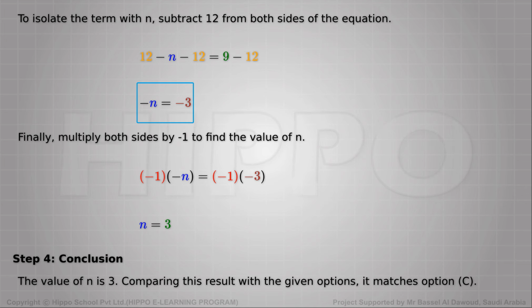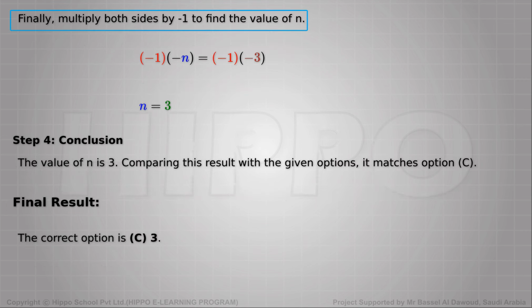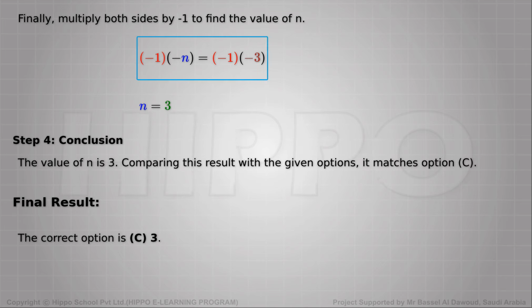We are so close. We have negative n, but the question asks for the value of n. To go from negative n to positive n, we just need to multiply by negative 1. And whatever we do to one side, we must do to the other. On the left, negative 1 times negative n gives us positive n. On the right, negative 1 times negative 3 gives us positive 3. And there's our answer. n equals 3.